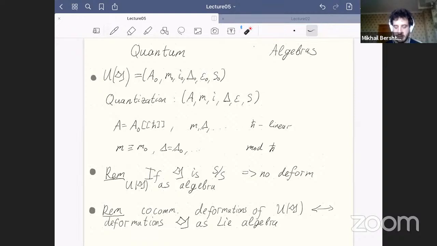And the second comment is the following. The original U of G is co-commutative. If you consider a deformation which remains co-commutative, then it will actually lead to a deformation of the Lie algebra. And again, for semi-simple Lie algebras, there are no deformations. So everything interesting comes in the coproduct, and the coproduct should not be co-commutative. Otherwise we don't have any actual quantization.